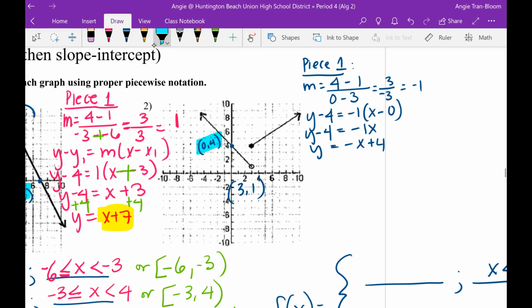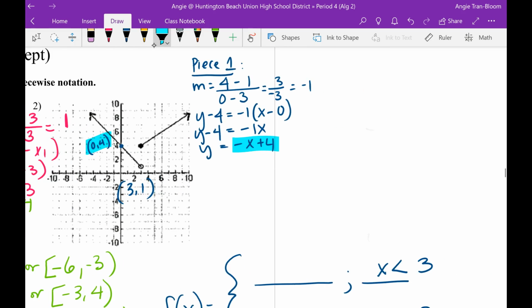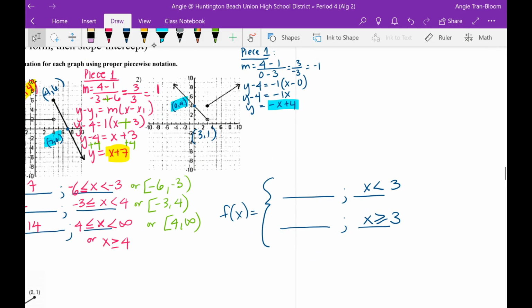What do you do with this? Put it on the line. Okay, so pinch it in so I can write. So negative x plus 4. What are you going to do next?